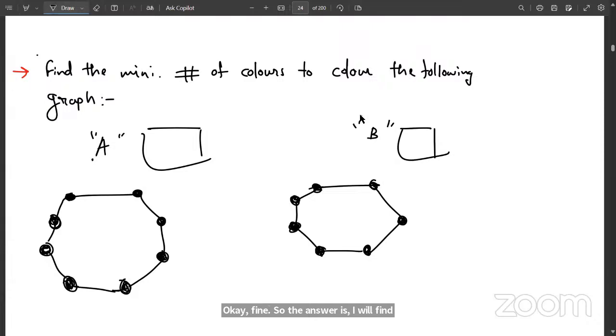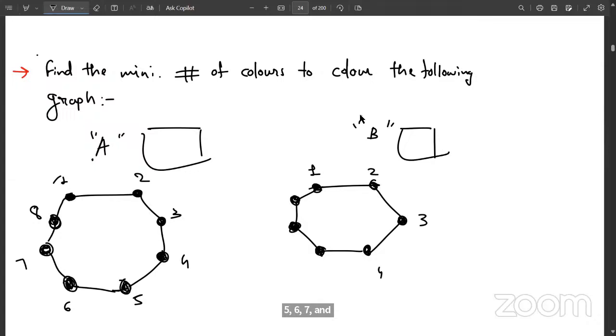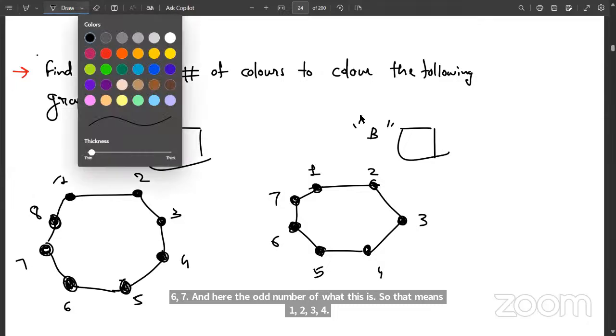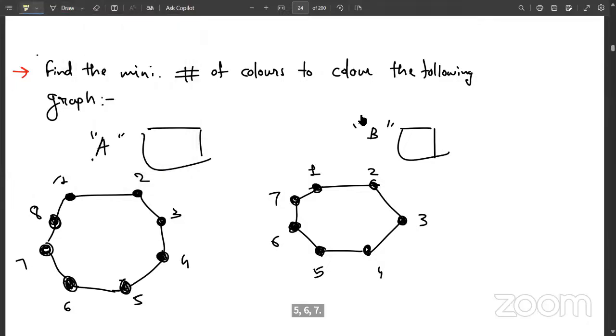Okay, fine. So the answer is, we will find out. One key observation is that here are an even number of nodes: 1, 2, 3, 4, 5, 6, 7, 8. And here is an odd number of vertices: 1, 2, 3, 4, 5, 6, 7, 8. So what happens when we have a different number of vertices? That means this is a kind of cycle, right? In a cycle, on one side we have an odd number of vertices, and on the other side an even number of vertices. Okay, so let's start coloring this graph.